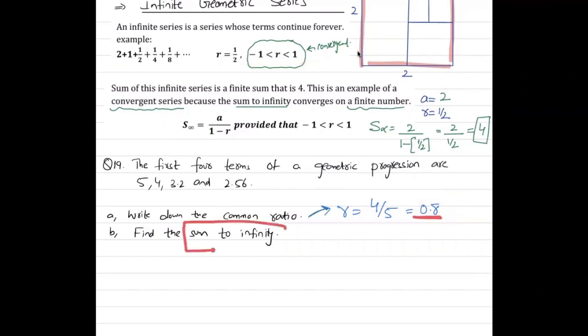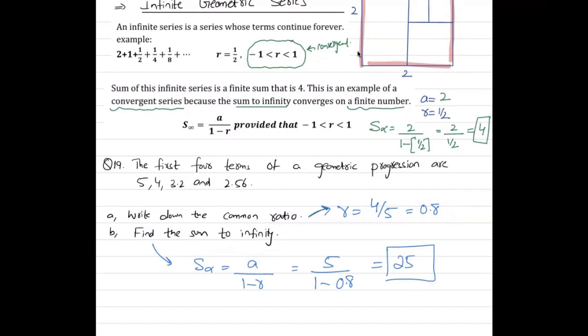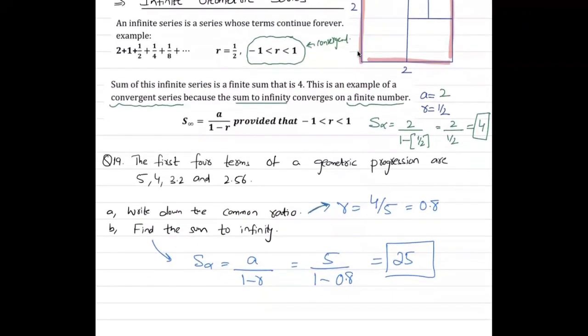So the sum to infinity is going to exist. To calculate the sum to infinity, it is a upon 1 minus r. The first term a is 5, divided by 1 minus r, that is 1 minus 0.8. So what is 5 divided by 0.2? 25. So that is the maximum sum this geometric series can have. Even if there were other terms, the maximum sum the geometric series can have is 25. Make sense?